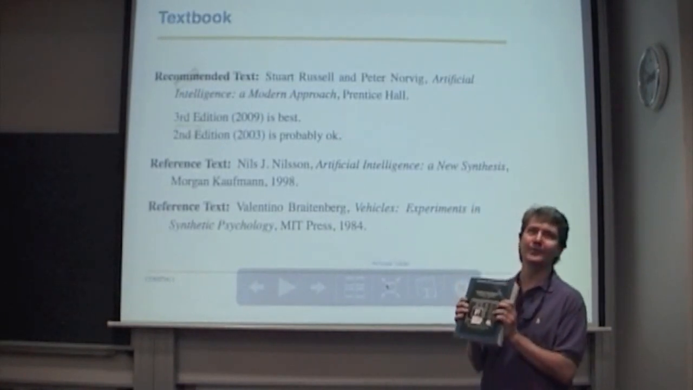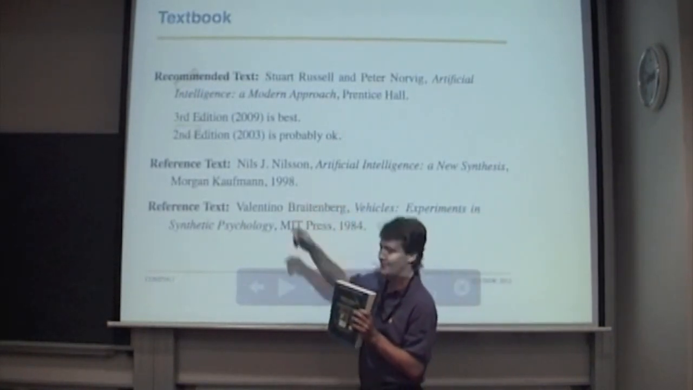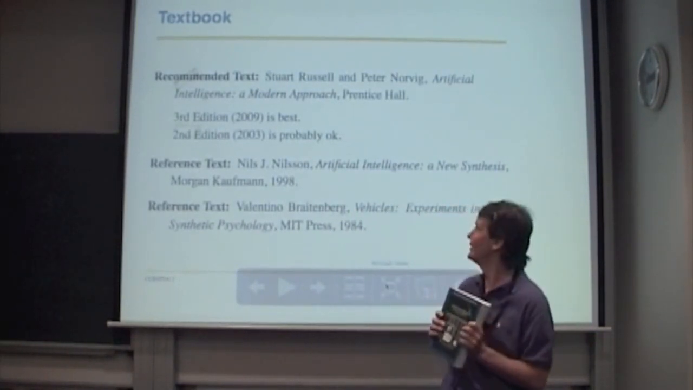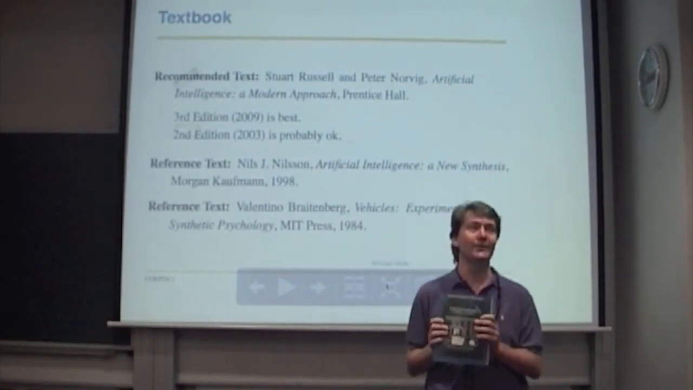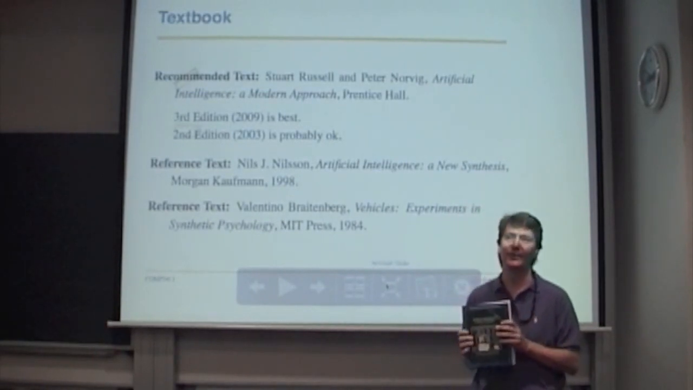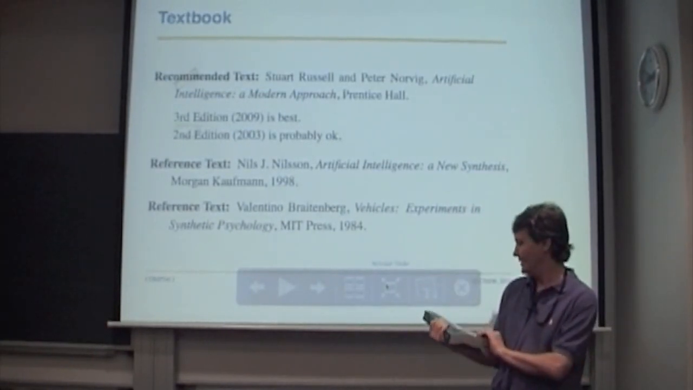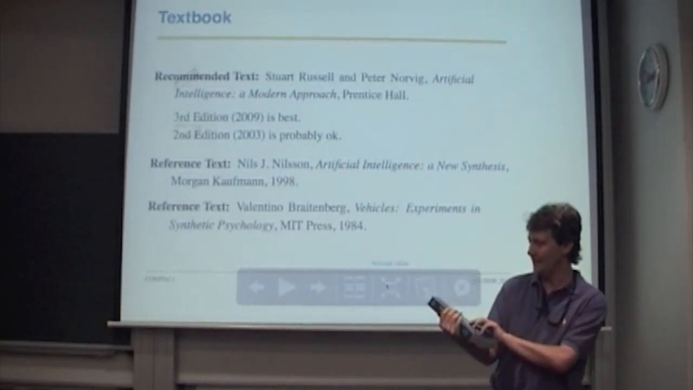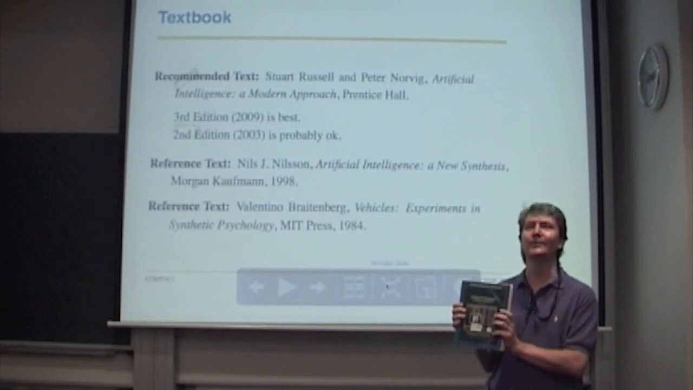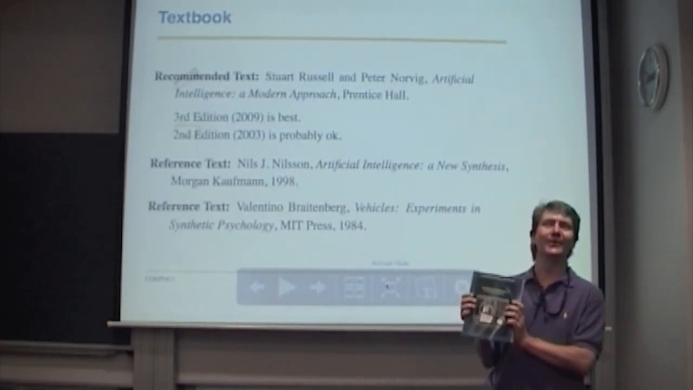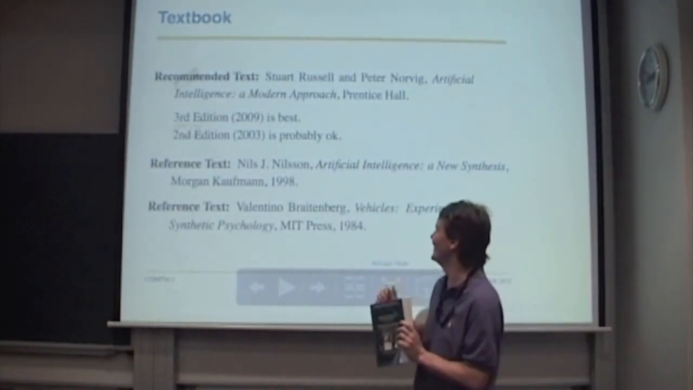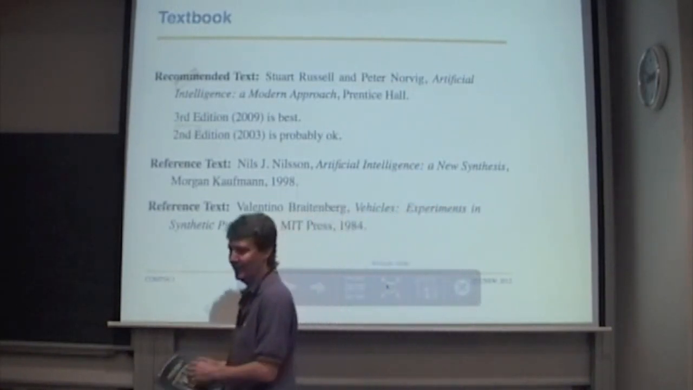This is actually the old edition that I've got here, the 2003. If you can get the third edition from 2009, that's the best one. It's got more updated references and so on, but if you happen to have this second edition floating around from somewhere, you can probably manage with that. Does anyone have the third edition, by the way? Can you hold it up and show us what it looks like? Not here. Okay, it's available down in the bookshop.